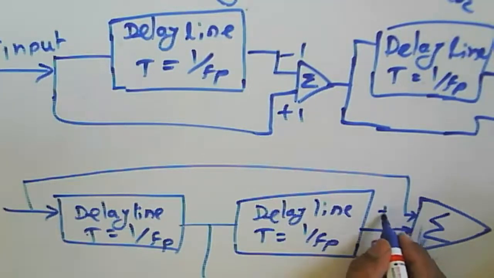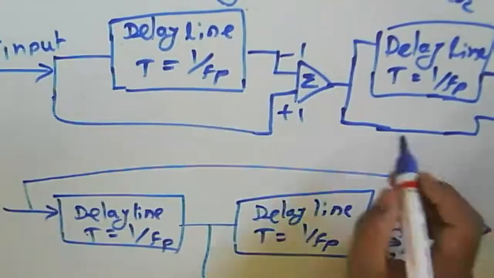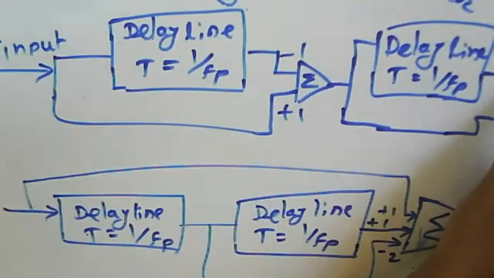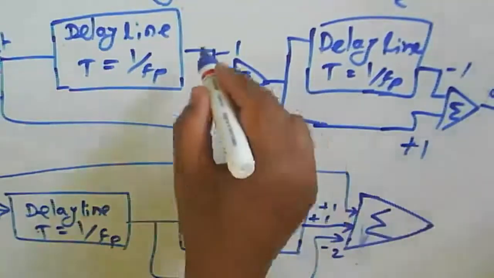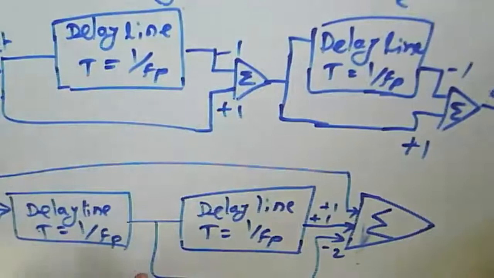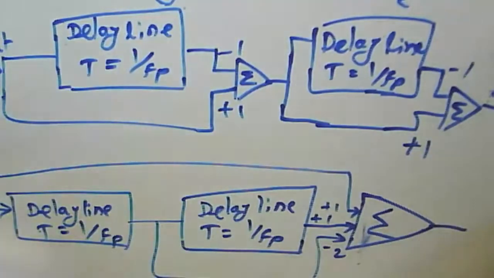So this gives a plus 1, minus 2, plus 1. Same as before, but here we are using two delay lines in a configuration that provides the three pulse canceller. So this will be the output of a three pulse canceller. We can consider an nth delay line canceller, and we will get the nth delay output.